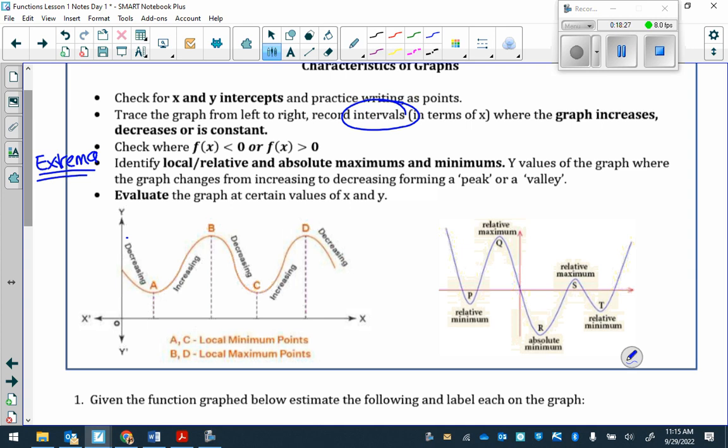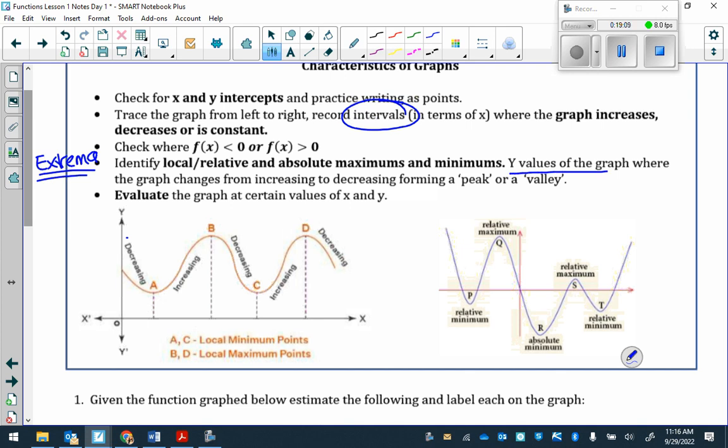With local and relative maximins, it's your turning points. It's where you're going from increase to decrease, decrease to increase. Absolute minimum is the lowest point. In this case, we have an absolute minimum here. But do we have an absolute maximum? No, because we have arrows heading to infinity. Infinity is never a max or min. Never. We're always looking for our y values.